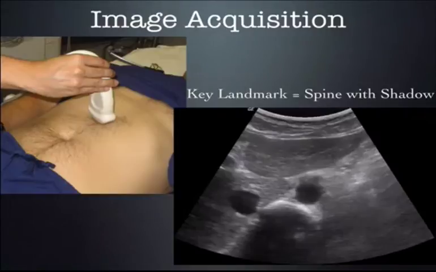As you apply some firm pressure to mash the scan surface down into the skin, the key landmark that you're going to look for is the anterior cortex of the vertebral body here, indicated by this bright white or echogenic line, and behind that will be shadowing. The probe indicator is positioned on the left side of the screen, indicating that this is the right side of the patient's body. Remember, the probe indicator is pointing to the right. This will be the left-hand side of the patient's body.